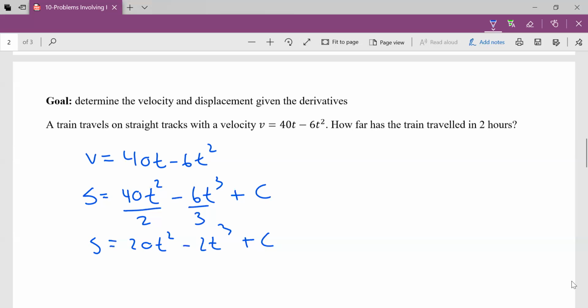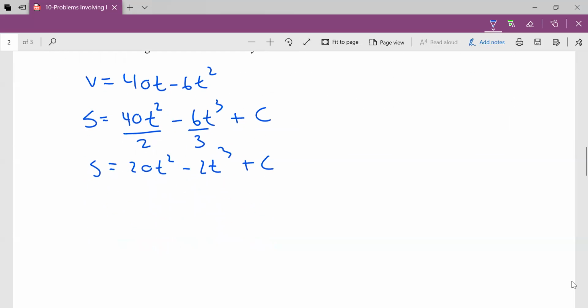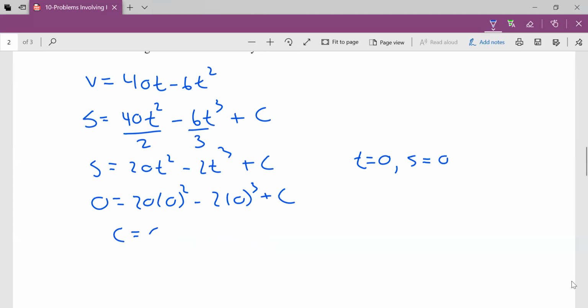Okay, but what's this plus c? Well, we're assuming that we leave the station when time is 0, that our speed is 0, because we're not moving anywhere. Okay, so what's our initial value then? What's c? So we sub in our initial conditions, just like that. And what we see right off the bat is c is 0. So what do we have? Well, our position function is simply 20t squared minus 2t cubed.